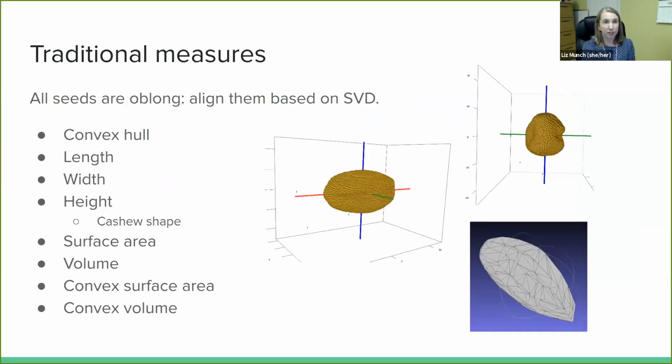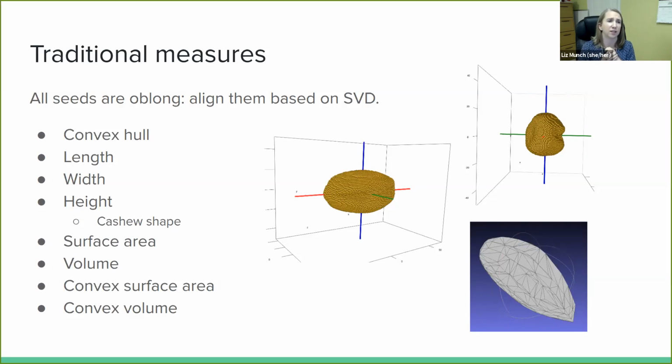Once we have these seeds, the first thing to do is to try some traditional stuff. So we took all of our seeds and aligned them based on SVD. If I'm going to compare these seeds, there's a natural way of lining them up with each other. They all have kind of a cashew-like shape. They look like maybe a ball of dough with a thumbprint in it. And so we want all of those thumbprints to land in the same direction.